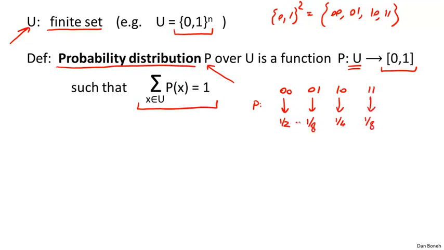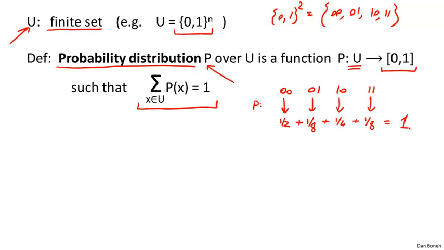Okay, and you can see that if we sum up these numbers, in fact, we get 1, which means that this probability P is, in fact, a probability distribution. Now, what these numbers mean is if I sample from this probability distribution, I'll get the string 0, 0 with probability 1/2, I'll get the string 0, 1 with probability 1/8, and so on and so forth.